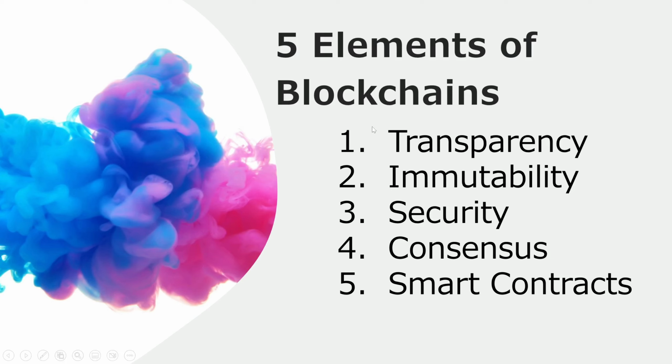Five elements of blockchains. Number 1, transparency. When you have everyone in an ecosystem, whether it be supply chain, whether it be just with a financial system, you have all of the dealings transparent. It makes it harder for there to be bad actors and malintent. Immutability. This is just a fancy way of saying that it does not change. Each block cannot be changed.